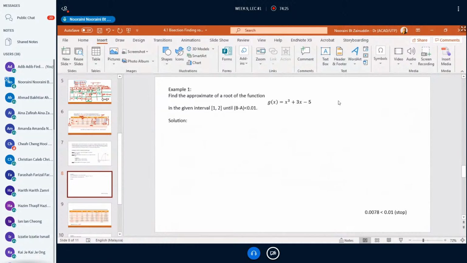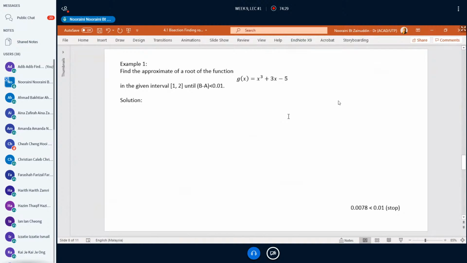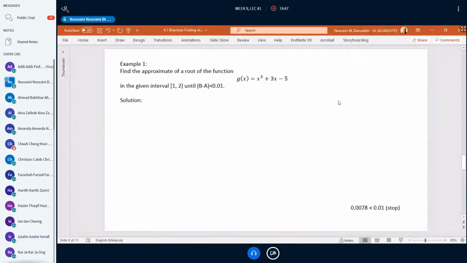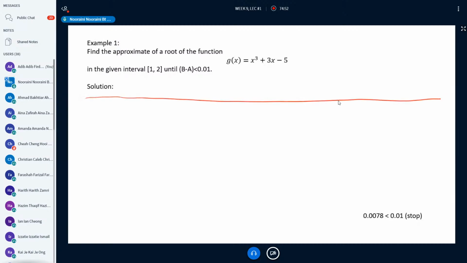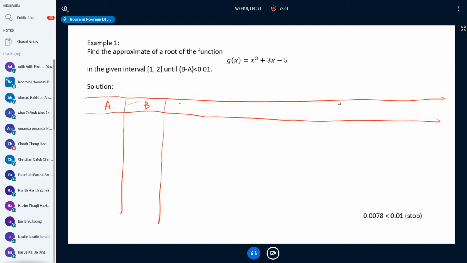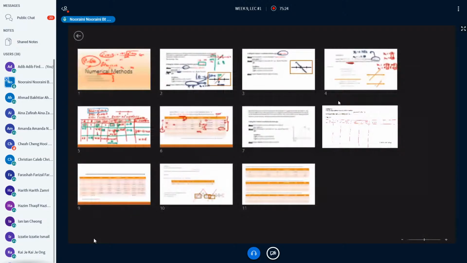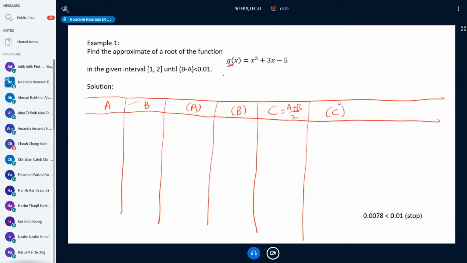Maybe you can try this question. Find the approximate of a root for the function x cubed plus 3x minus 2 in the interval, until b minus a must be less than 0.01. That's the condition given. So you substitute, you put in a table to make it easier for you to proceed with the calculation. First you have A, you have B, you have FA, we have FB, C is the midpoint, (A plus B) over 2, then you calculate your FC. If you're confused, here we don't use F, we use G, because the function given in the question is G.